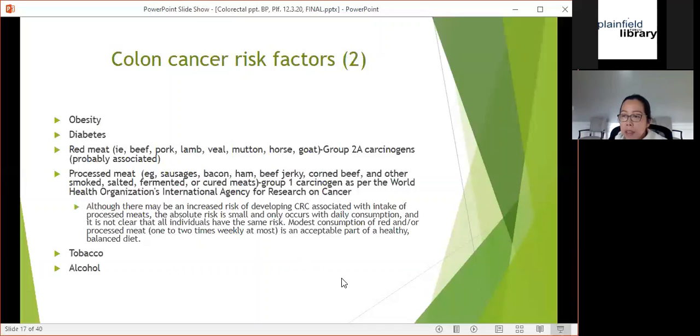Modest consumption of red and processed meat, such as 1 to 2 times weekly at most, is an acceptable part of a healthy, balanced diet. Tobacco not only increases the risk of lung cancer, but also increases the risk of colorectal cancer. Actually, tobacco increases the risk of all kinds of cancer. There is also a report about increased risk of colorectal cancer associated with alcohol consumption. Next.